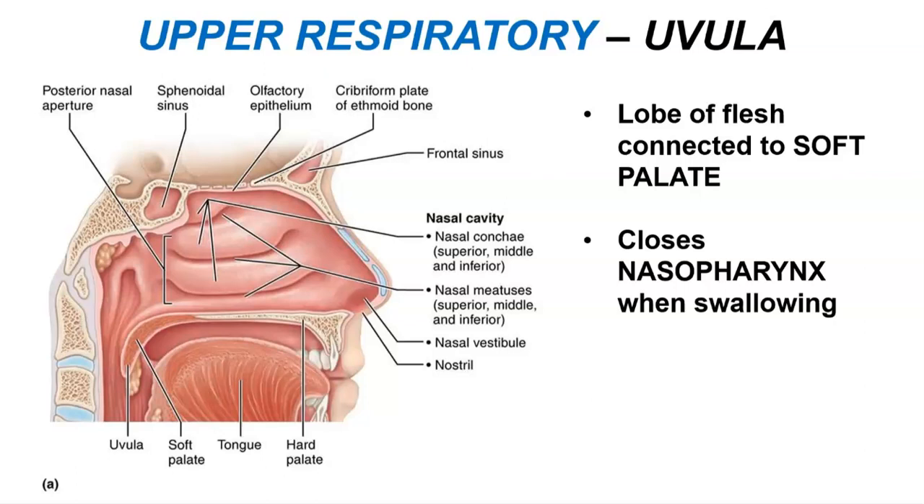And last but not least, we have the uvula, which is a small lobe of flesh that hangs from the posterior roof of the mouth. It is connected to the soft palate, and it's composed of skeletal muscle, just like the soft palate is. And it also shares the same function as the soft palate. So that is, the soft palate and the uvula are muscular structures that close the nasopharynx when we are swallowing to prevent food from going up into the nasopharynx. And instead, that helps to direct food down into the esophagus.